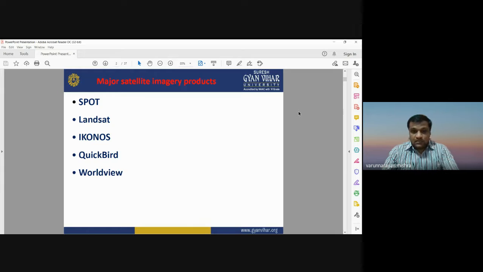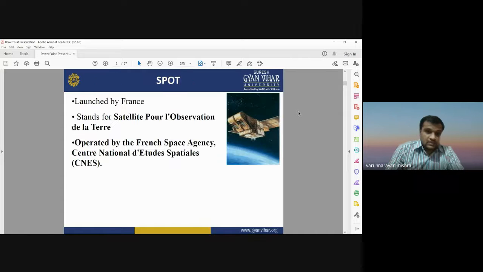Before we start, I would like to begin with the Spot satellite. The Spot satellite is launched by France. It's operated by the French space agency, Centre National d'Etudes Spatiales (CNES), and the full form of Spot is Satellite pour l'Observation de la Terre. So this is a French satellite launched by the French space agency CNES.